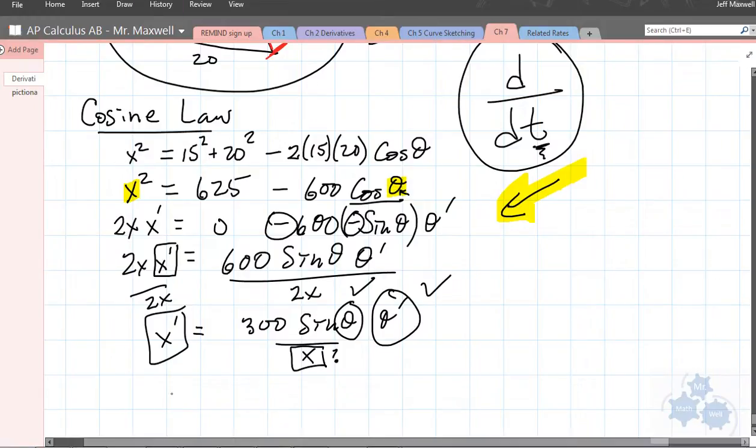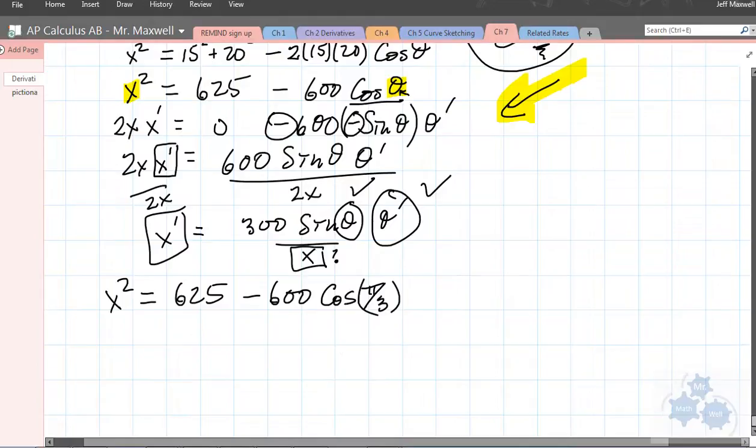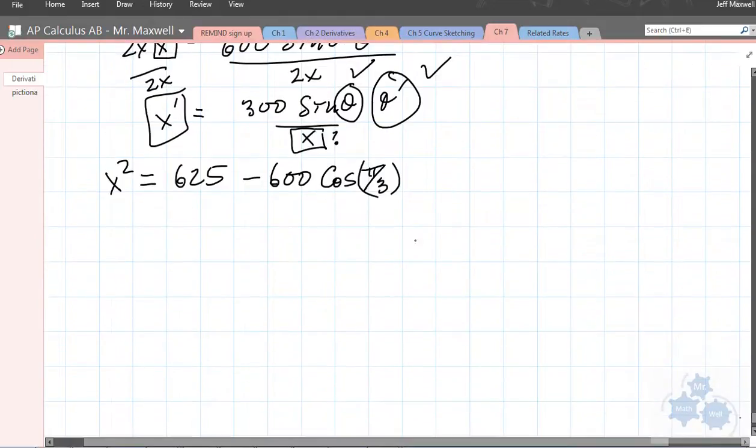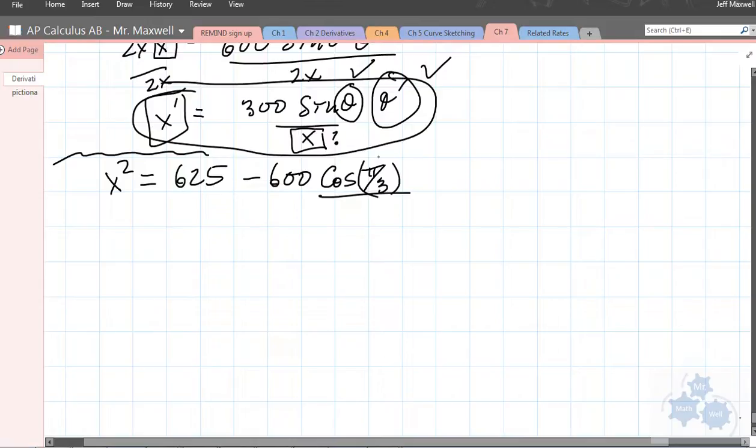So let's do that real quick. There's the equation with pi over 3 in it. How do we know what cos of pi over 3 is? I'm still just solving for x here. This is just a little bit of an aside. So let's solve for x.